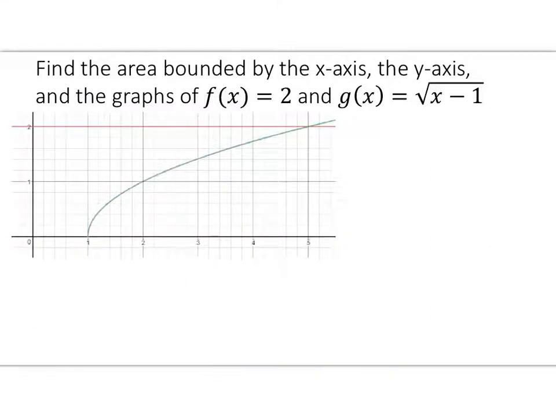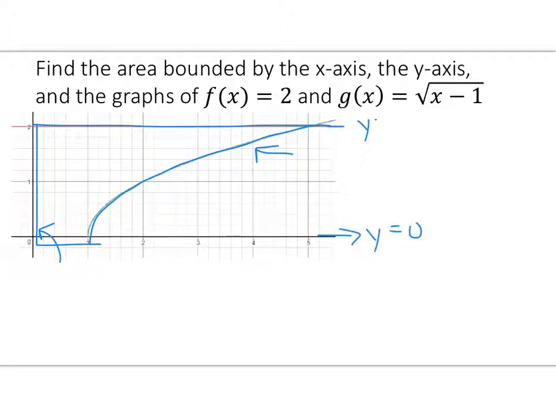Now we can do the same problem slightly differently. So all the ones we've been doing have been with respect to x. We've done everything in terms of x. But I can also look at this and say that I want to do it in terms of y. So if I do it in terms of y, I have this function minus this function, and my bounds are from y equals 0 up to y equals 2.